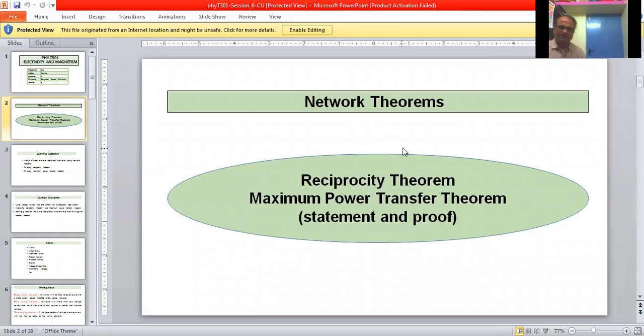Hello, student. Welcome to the topic network theorems. In this session, we are going to study the reciprocity theorem and the maximum power transfer theorem, and we'll see its statement and proof.